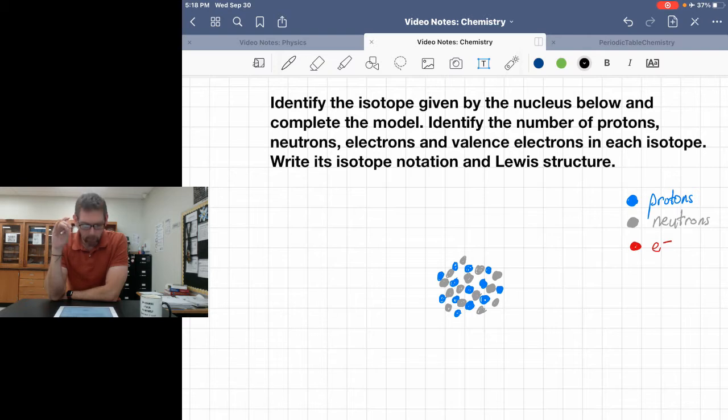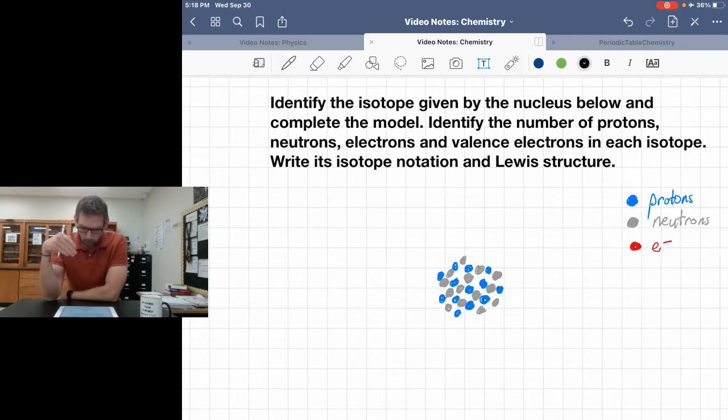We have some isotope. We don't know what this isotope is. We have to identify it. That's what the problem is asking us, right? So we need to identify the number of protons, neutrons, electrons, and valence electrons. Valence is pronounced both ways. Write the isotope notation and the Lewis structure for this isotope once we identify it.